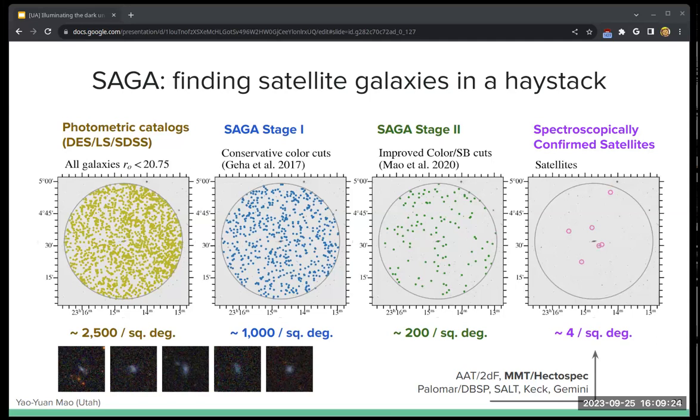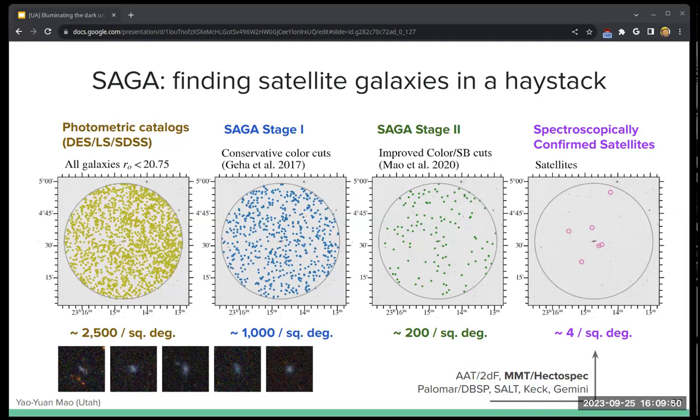So photometric information provides some information about how close the object is, right? Very simply, if you have something that's really, really far away, it will be so red that it just cannot be a low redshift galaxy. So that is the easiest thing you can do. That's what we did in SAGA stage 1. We just do a very conservative color cut on objects that completely cannot be low redshift galaxies. But that still leaves us about 1,000 objects per square degree.